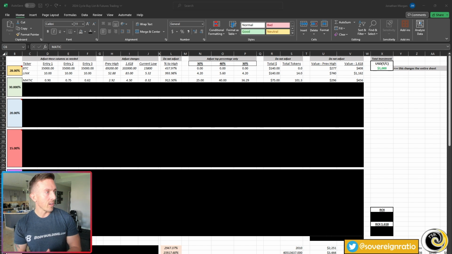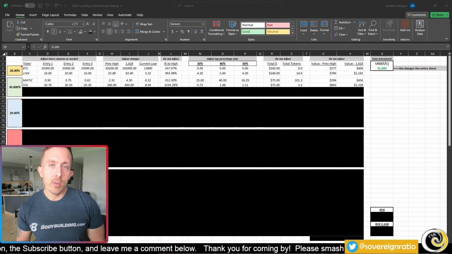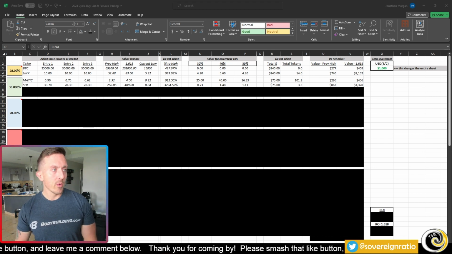I've got roughly 7.5% of the portfolio going into Polygon, which at the previous all-time high would be worth $296, and at the 1618 would be $456 based off a $1,000 portfolio. Polygon has shown tremendous use case and tremendous buy-in from investors and even companies and organizations that want to use the technology. And I think most people would agree right now that Polygon is a really solid choice for the next bull run. The next token at 7.5% of the portfolio is Solana.